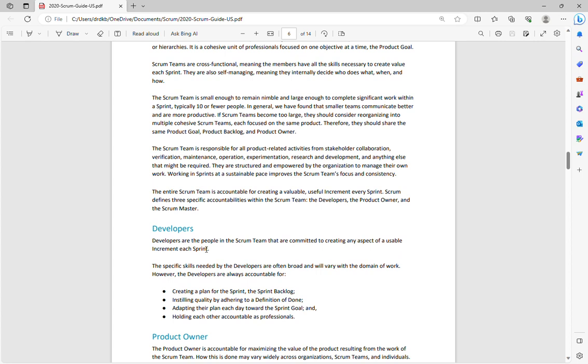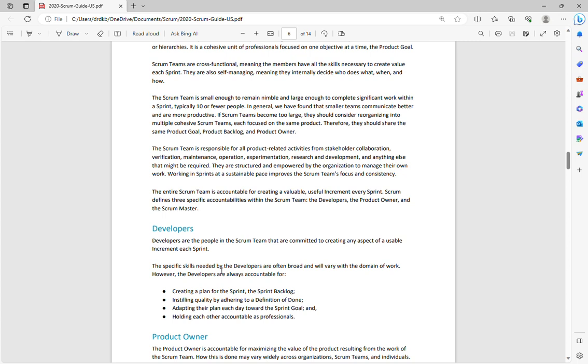Like the developers are the people in the Scrum team that are committed to creating any aspect of a usable increment each sprint. Now, who are the developers? Developers are the group of programmers, writers, designers, and others who work on the project, and they are also the ones with the required skills for building the product. So any aspect of the usable increment or the useful work would be created by the developers in each sprint. That is what is mentioned here.